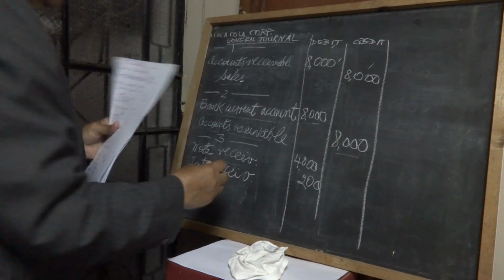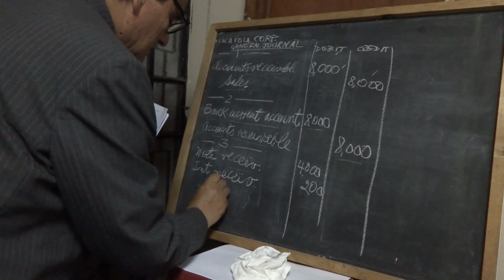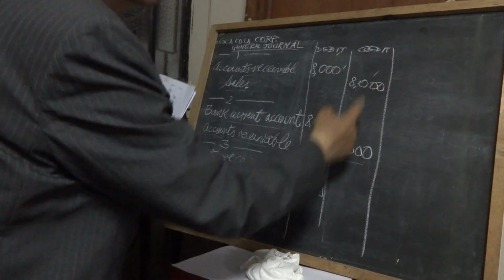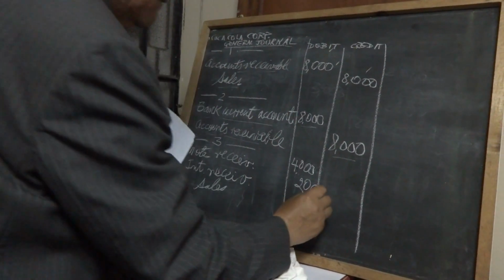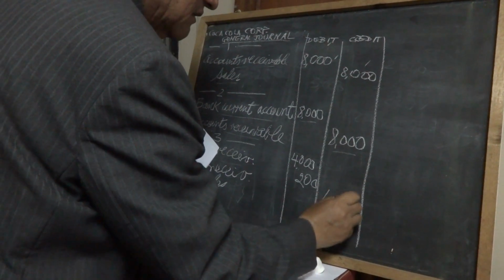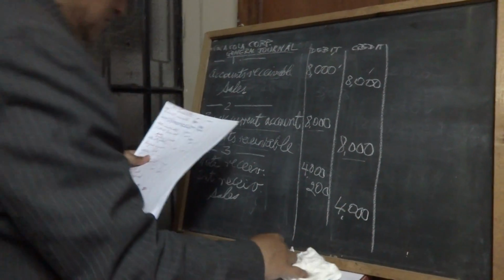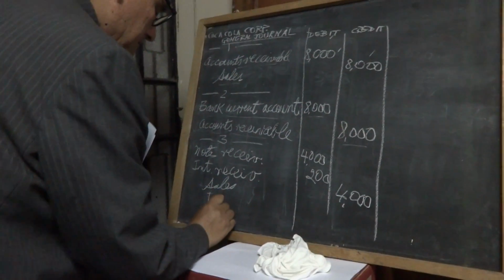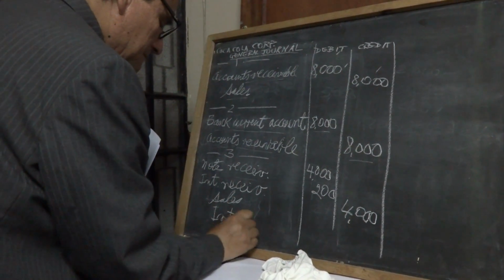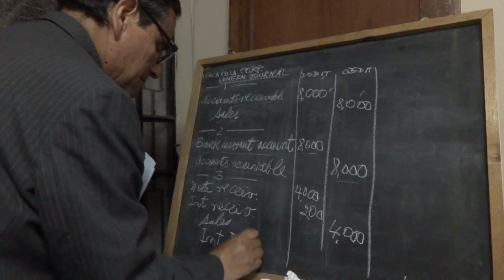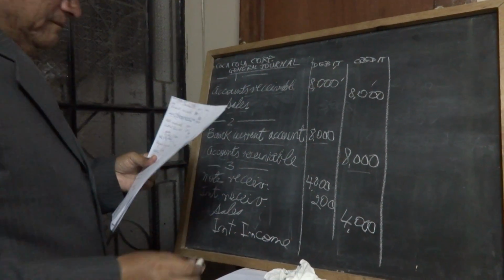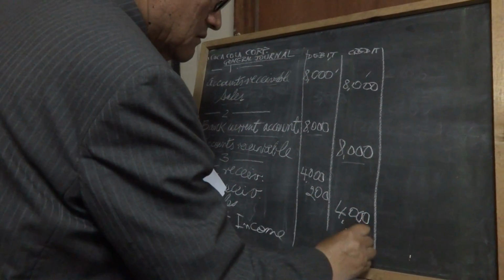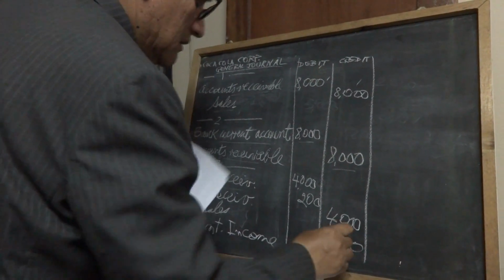Then the account sales on column credit for $4,000, and interest income for $200.